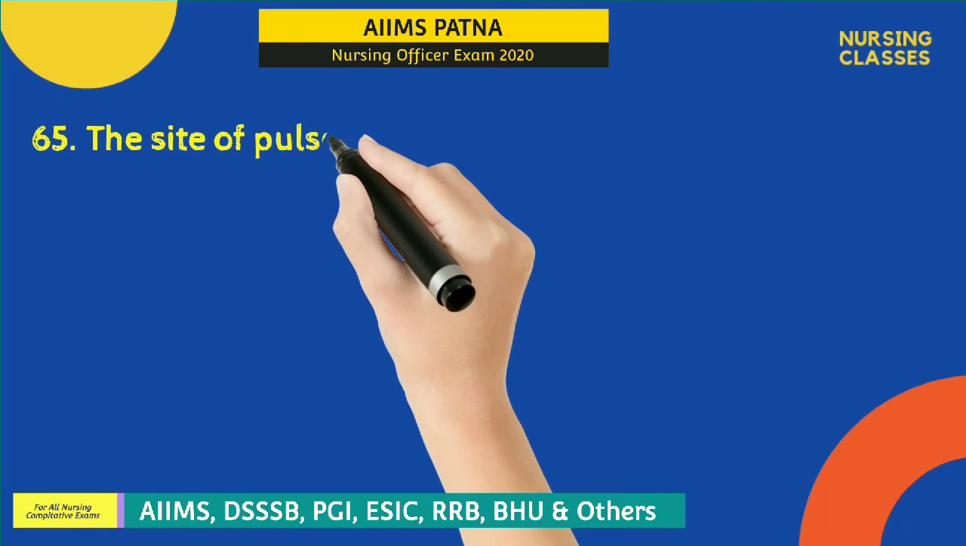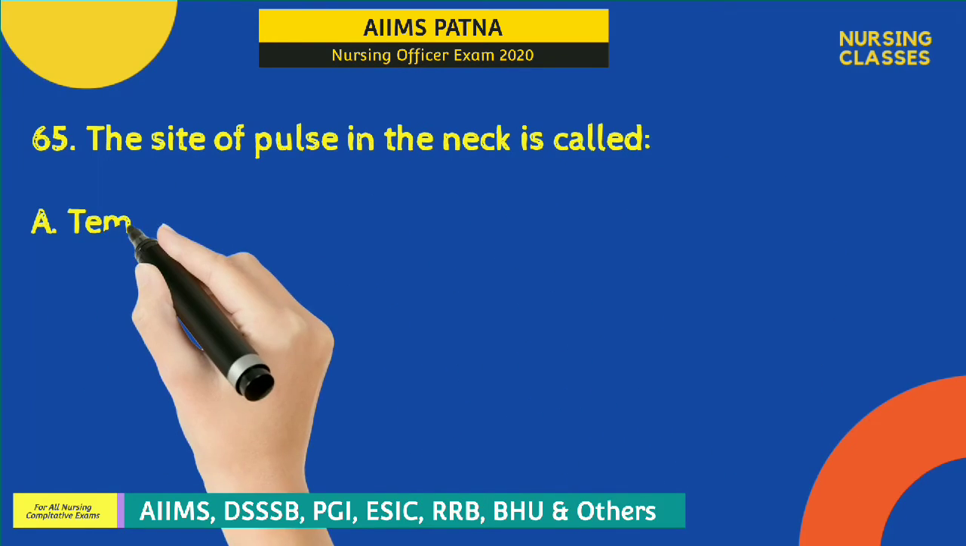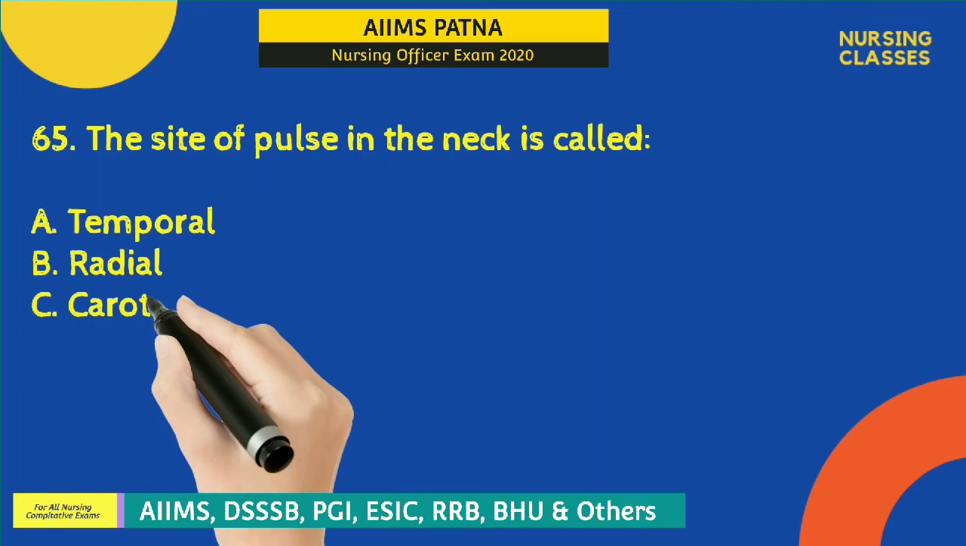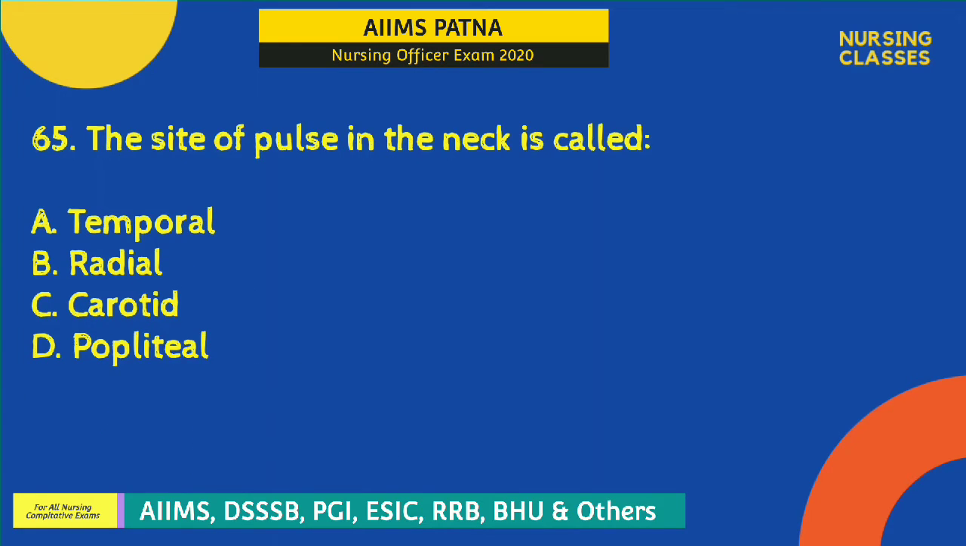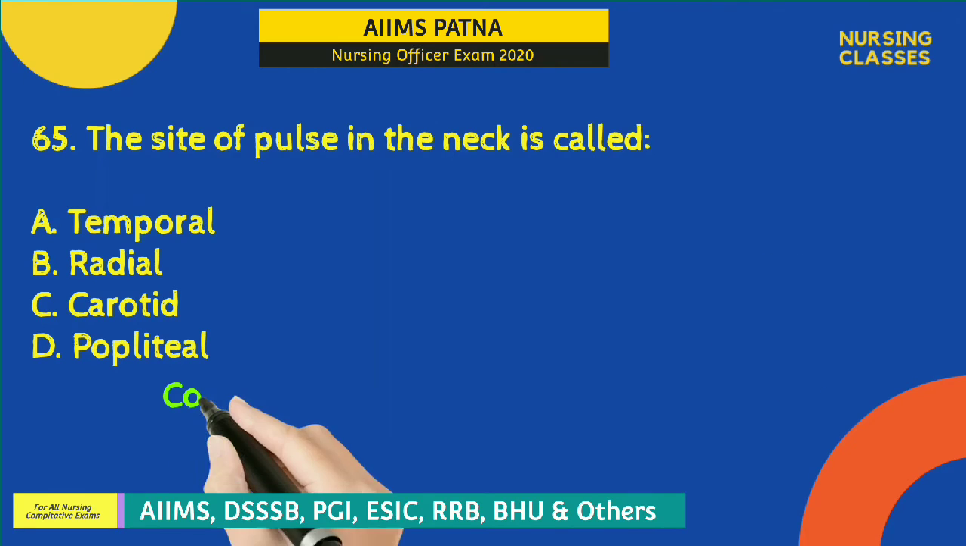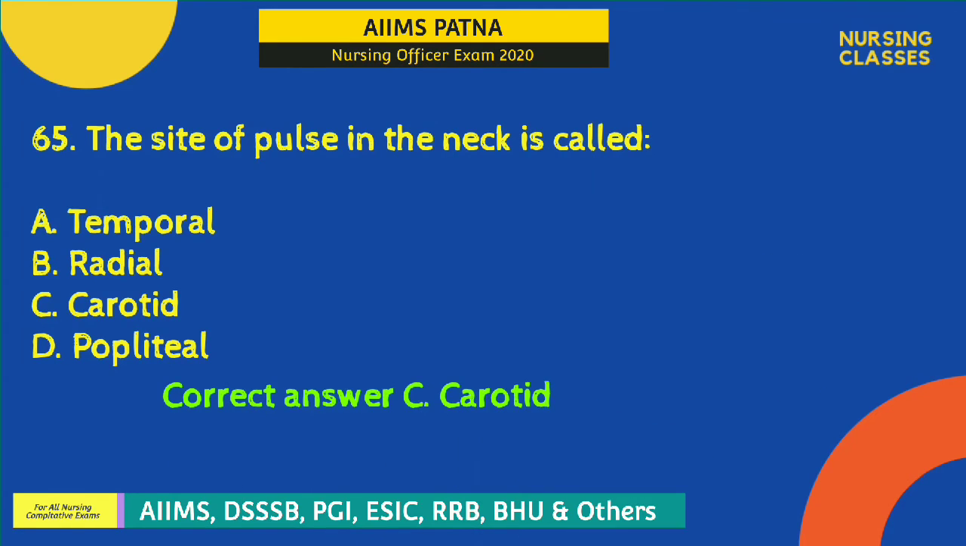65. The site of pulse in the neck is called A. Temporal, B. Radial, C. Carotid, D. Popliteal. Correct answer C. Carotid.